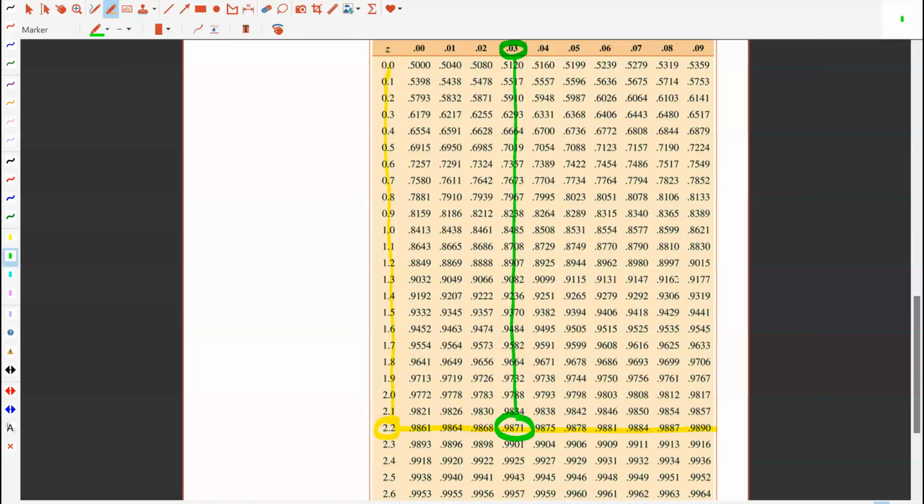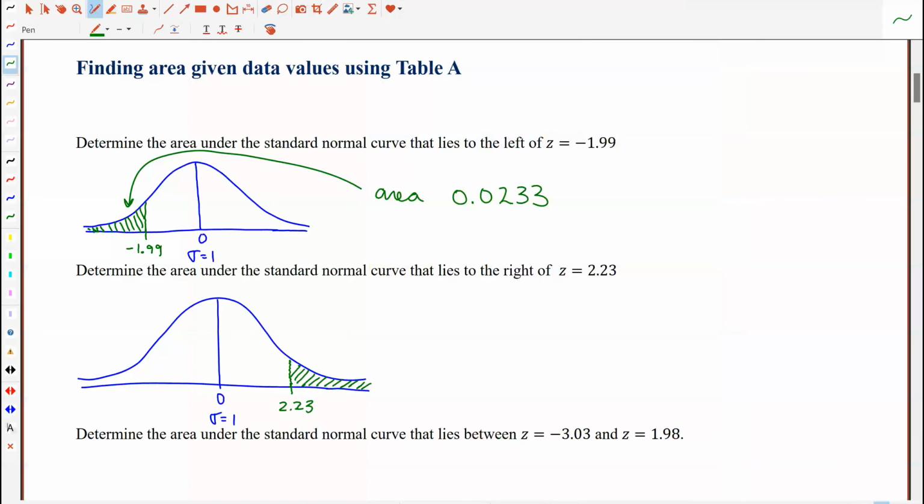Now keep in mind though that that is the area under the curve to the left of 2.23. So the area to the left of 2.23 is 0.9871. If we come back to my picture, what we just found is the area to the left, so this area under the normal curve to the left of 2.23 is 0.9871.